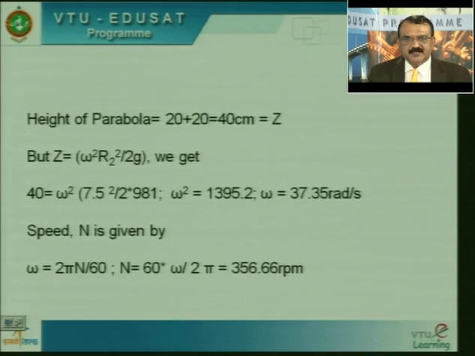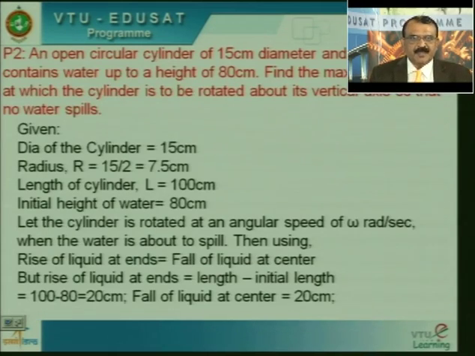So, what is the crux behind this problem? The crux behind this problem is to remember this: the rise of liquid at the ends is equal to the fall of liquid at the center. What is the maximum height you can allow this fluid to rise? That is equal to the length of the cylinder. The length of the cylinder is 100 centimeter and the initial height is 80 centimeter. Therefore, 100 minus 80, that is 20 centimeter. 20 centimeter height you can allow to rise and 20 centimeter you can allow it to fall. Okay. So, with that we can solve this type of problem.